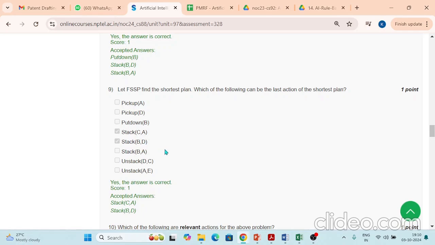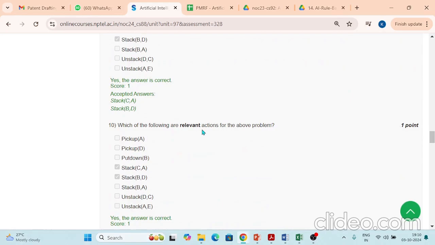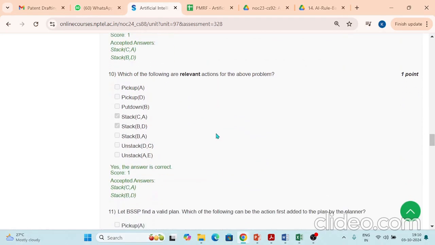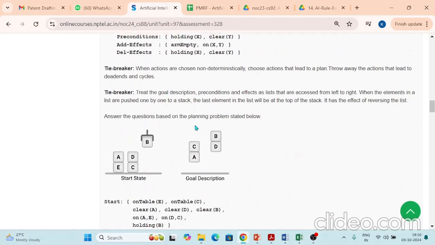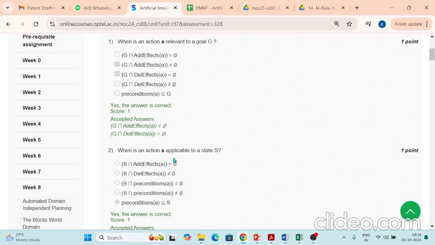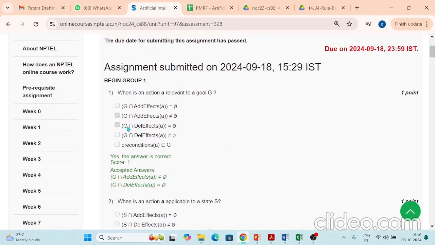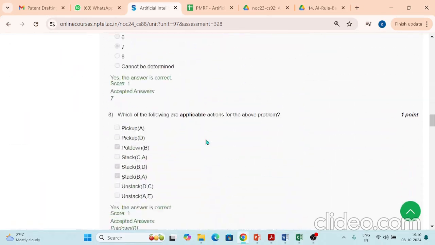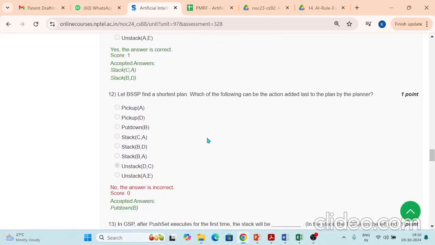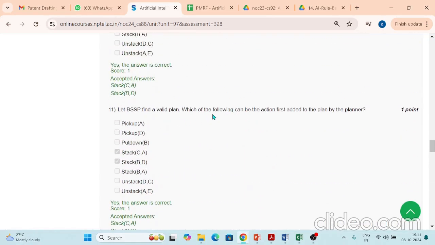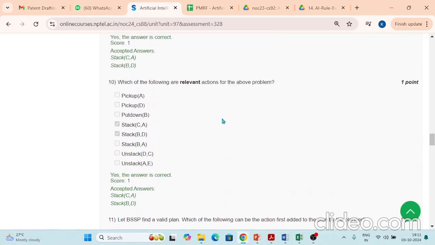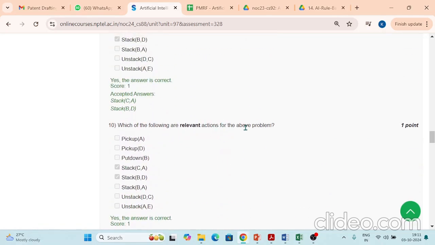Go and see the goal state. What are the immediate actions we are taking into consideration? Which of the following are relevant actions? For relevant actions, these are the conditions: G intersection add effects should not be empty, and G intersection delete effects should be empty. Which of the following can be the actions? First, it's not the relevant action. Which of the following are the relevant actions for that one?